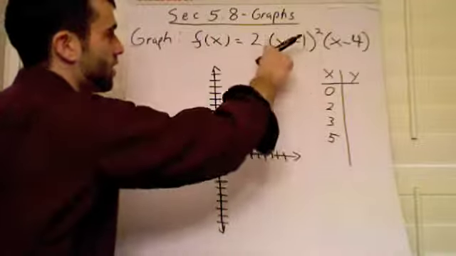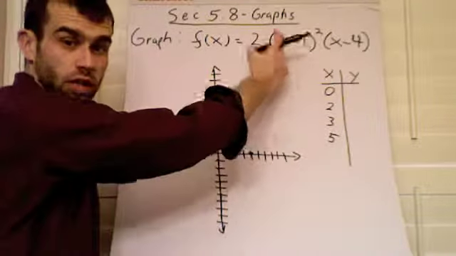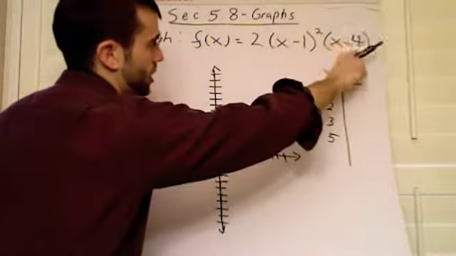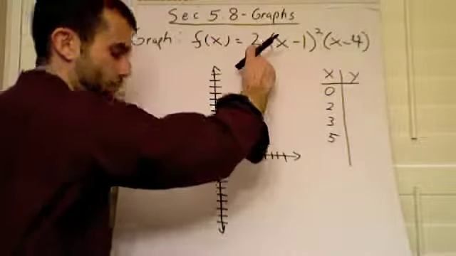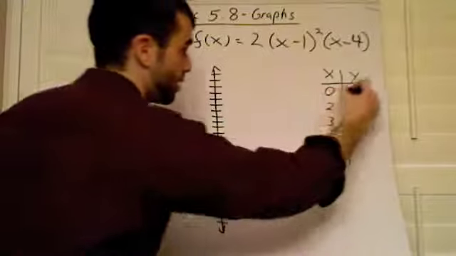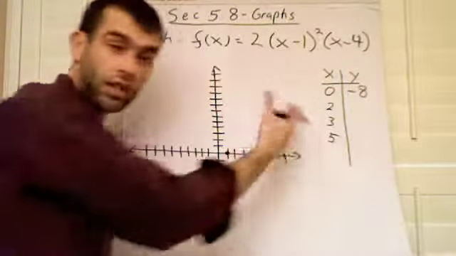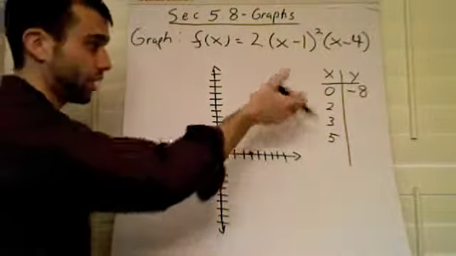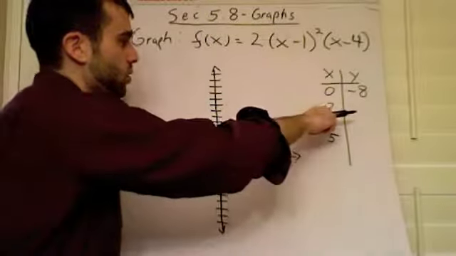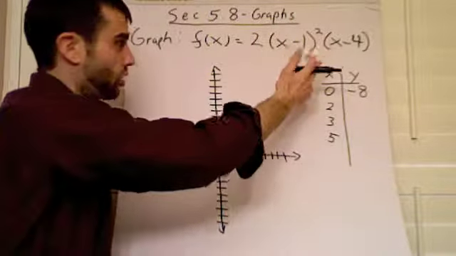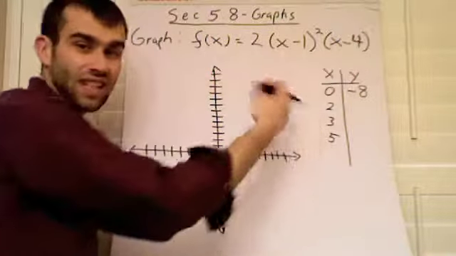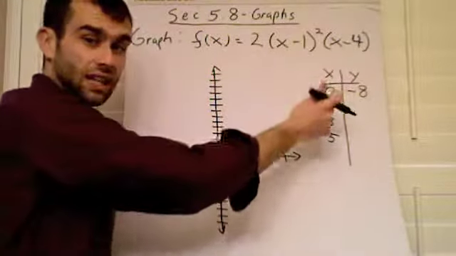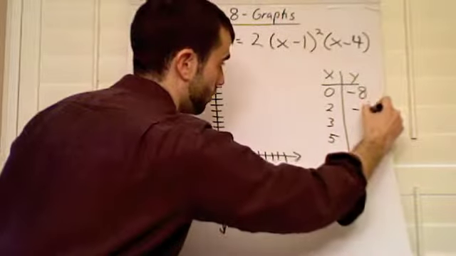Let's do that. 0 minus 1 is negative 1. Negative 1 squared is 1. 0 minus 4 is negative 4. 1 times negative 4 is negative 4. Negative 4 times 2 is negative 8. I'm not going to draw this out here, but you can work it out on paper as well. Now, 2. 2 minus 1 is 1. 1 squared is 1. 2 times 1 is 2. 2 minus 4 is negative 2. 2 times negative 2 is negative 4.